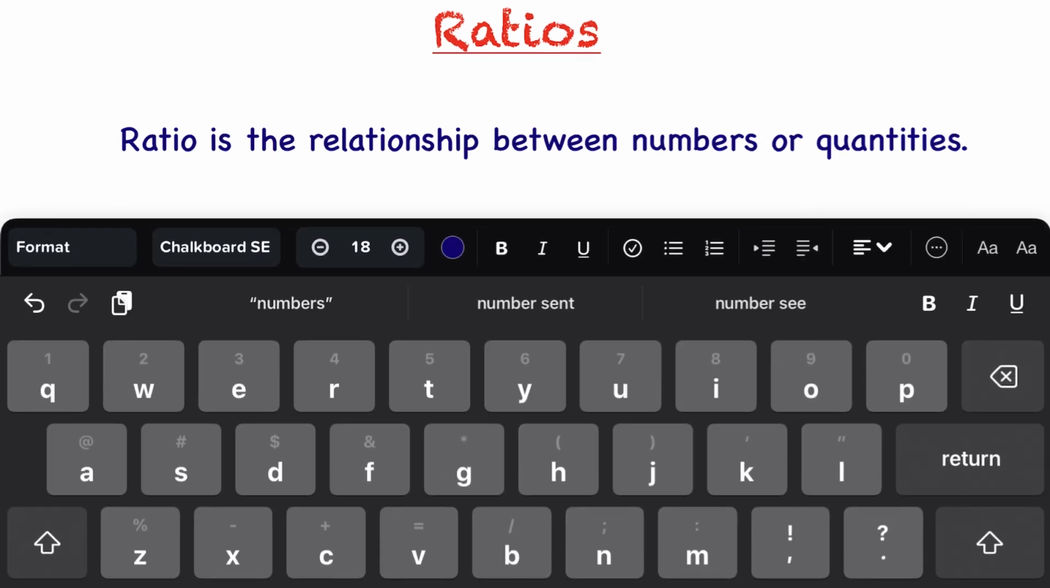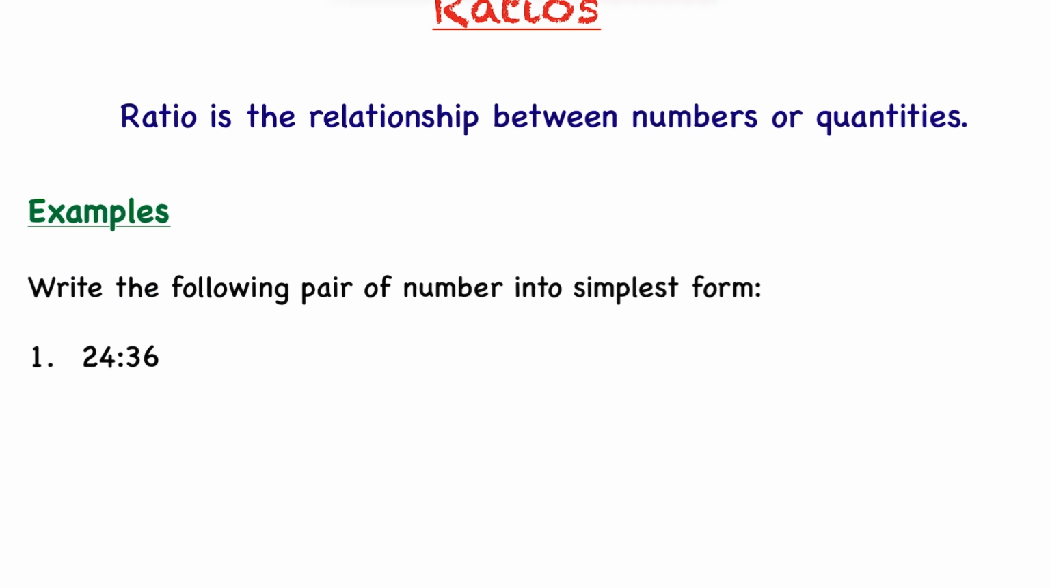Now let's look here. The question says write the following pair of numbers in the simplest form. What do we mean by the simplest form? Between these two numbers that we are comparing, we need to find the common factor. If we divide by the common factor, that means the number will be in simplest form. So the only number that will divide both is going to be 1.